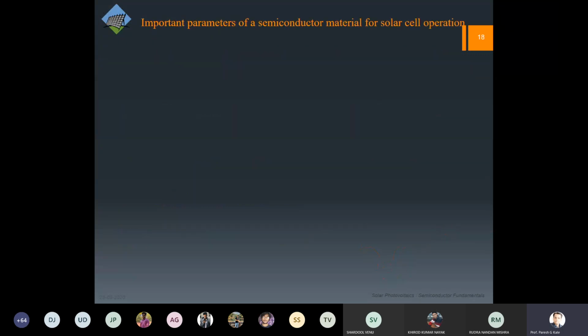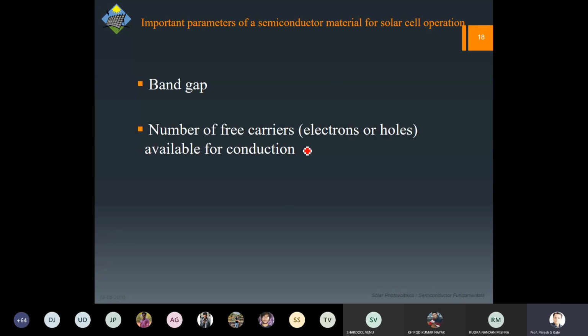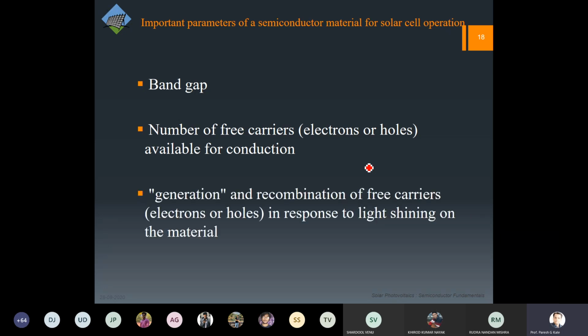So these are the important points which we should remember for solar cell applications. For solar cell application, band gap is important to us. We'll talk about that band gap. Then the number of free carriers, how many electrons and holes are available for conduction. So we should produce more and more EHPs, and we should make sure that these EHPs are sustained. It means that they live longer, or in a technical sense, they have a higher lifetime.